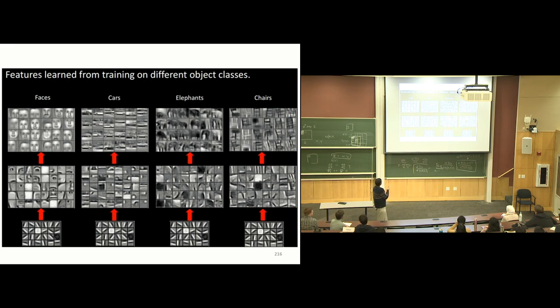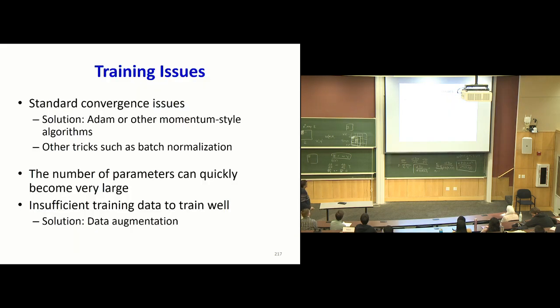And then as you go up further, the later layers begin firing in response to face-like structures when you present them with faces. For cars, you have neurons firing in response to car-like patterns and so on. So the kinds of patterns they end up searching for become more complicated and more varied as you go from the bottom to the top. You have all kinds of training issues, the usual stuff: standard convergence issues, and the number of parameters can quickly blow up. I leave all of these for you to check up on the slides.